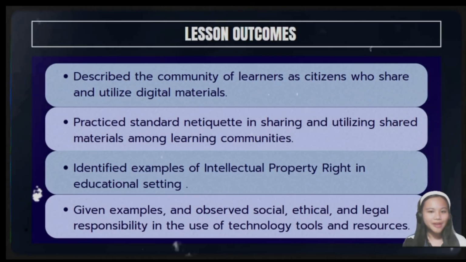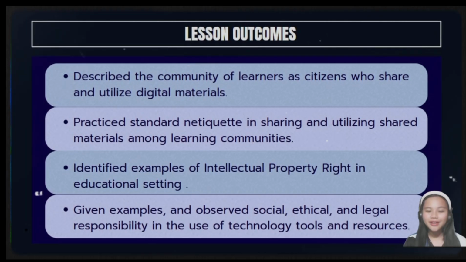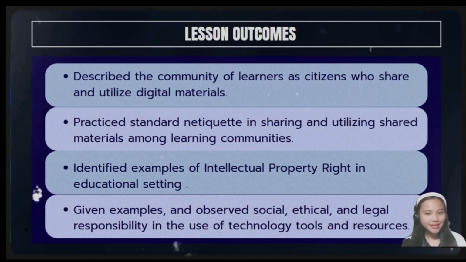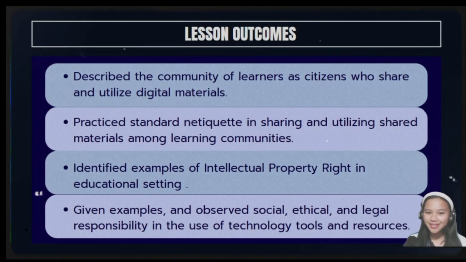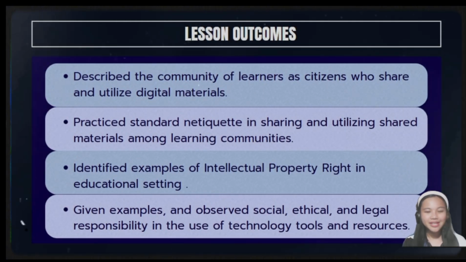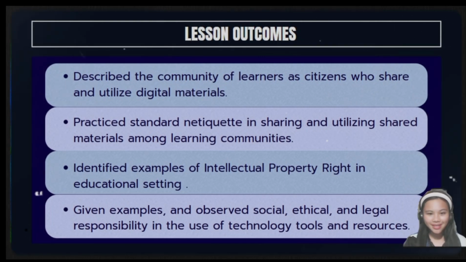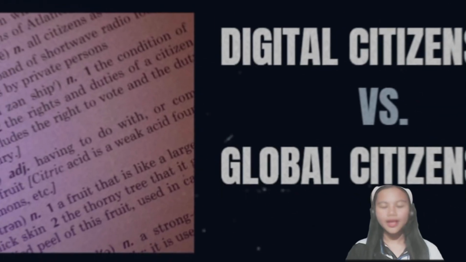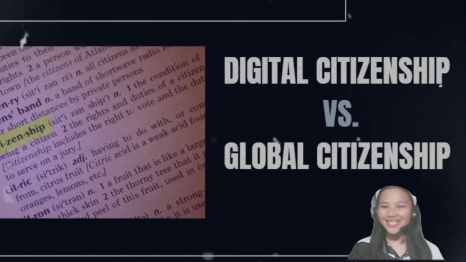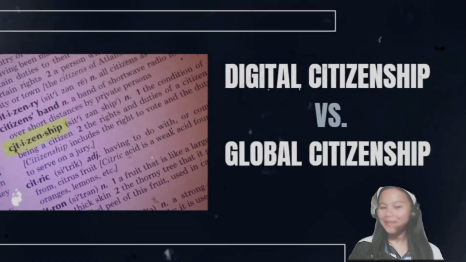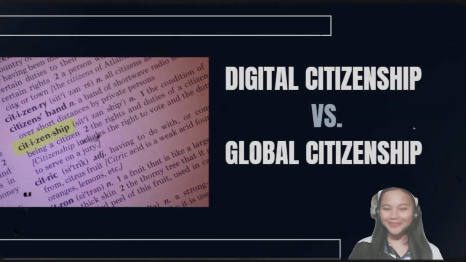First, describe the community of learners as citizens who share and utilize digital materials. Second, practice standard etiquette in sharing and utilizing shared materials among learning communities. Third, identify examples of intellectual property rights in educational settings. And the last one, give examples and observe social, ethical, and legal responsibility in the use of technology tools and resources. For lesson one, let's learn the difference between digital citizenship and global citizenship.